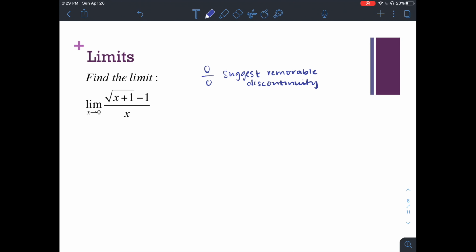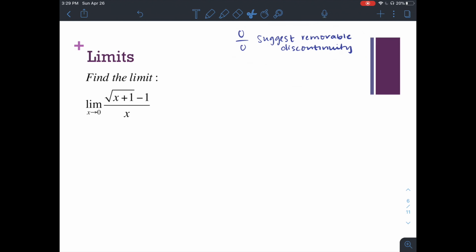Now here it looks a little difficult to factor either the numerator or the denominator. The denominator is prime, it's just x. The numerator doesn't really look like there's anything in common, so factoring doesn't seem super easy or super helpful, but we still know that we have that 0 over 0. So there's something that can be done. And so what we should do right now is multiply by a conjugate.